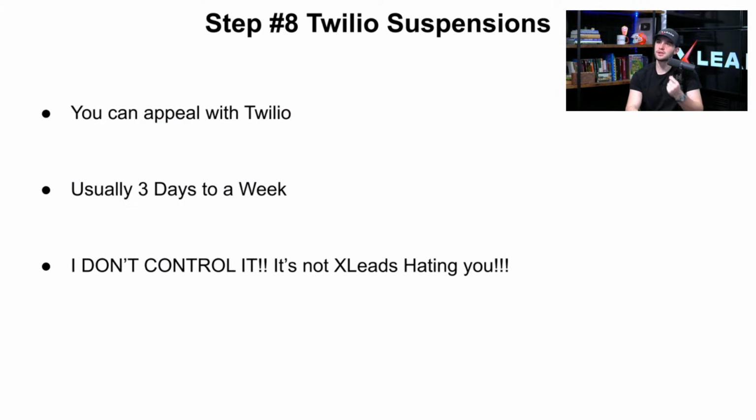Now, you can actually go to Twilio and appeal them yourself. You're going to have to figure out what your Twilio ID is. I think you have to message Twilio and they'll let you know. Usually 3 days to a week. Remember, I don't control you. I don't hate you. But yeah, Go High Level is kind of the one controlling that end. But then from there, you just create your own scripts and you start texting, right?